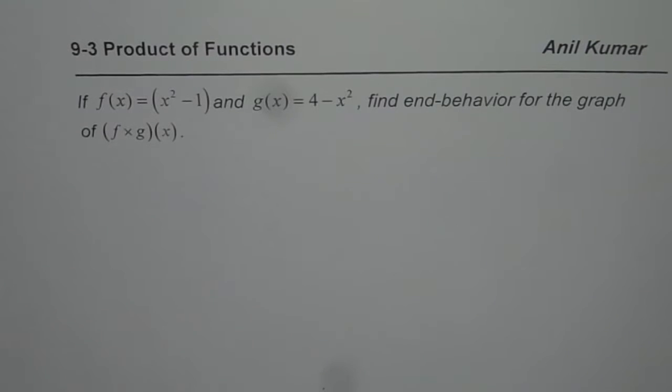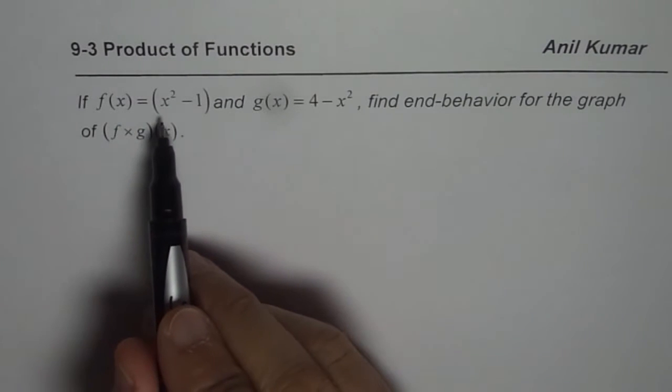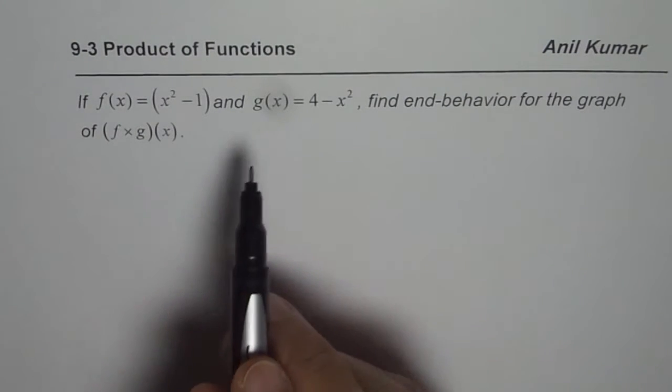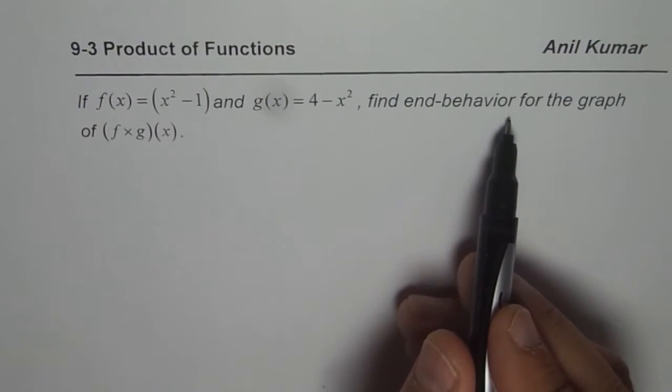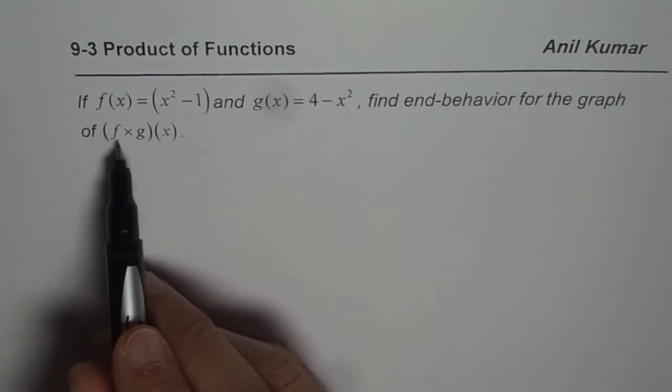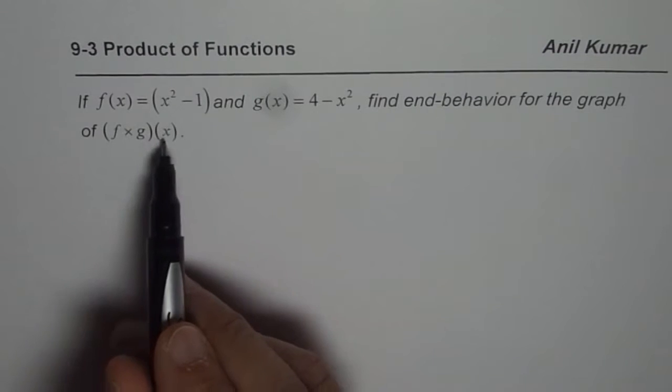I'm Anil Kumar and I'm taking a few examples to show you how to find the product of functions and some characteristics. The question here is: f of x equals x squared minus 1 and g of x equals 4 minus x squared. Find the end behavior for the graph of f times g of x.